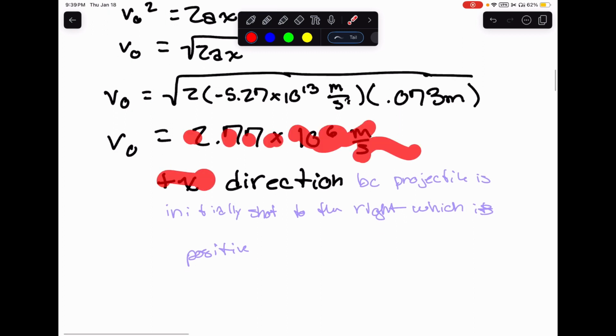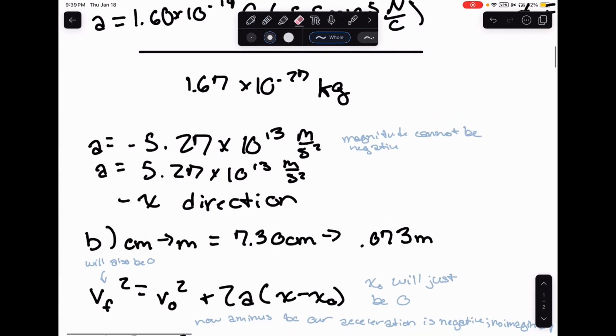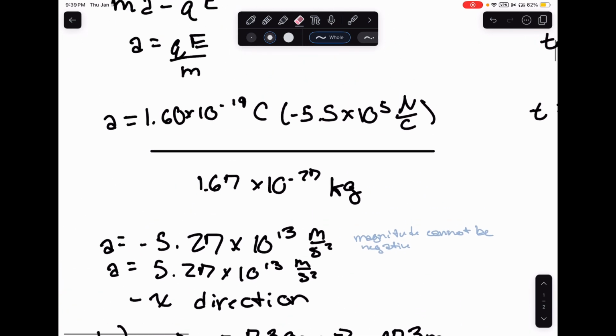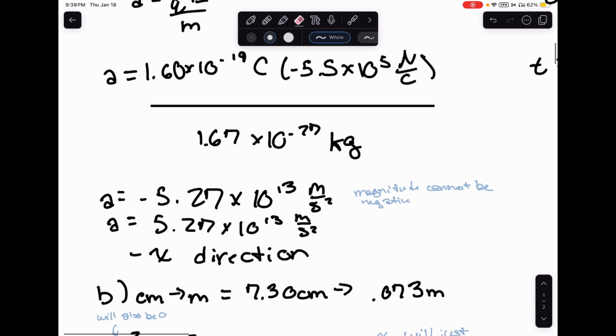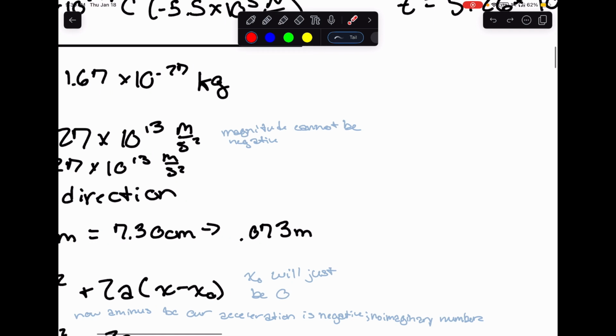This is going to be in the positive x direction because the projectile is initially shot to the right, which is positive, and so therefore acceleration, it's an inverse relationship. So going back to this, that's why I asked if I can get back to this. It will be in the negative x direction because it's an inverse relationship there.